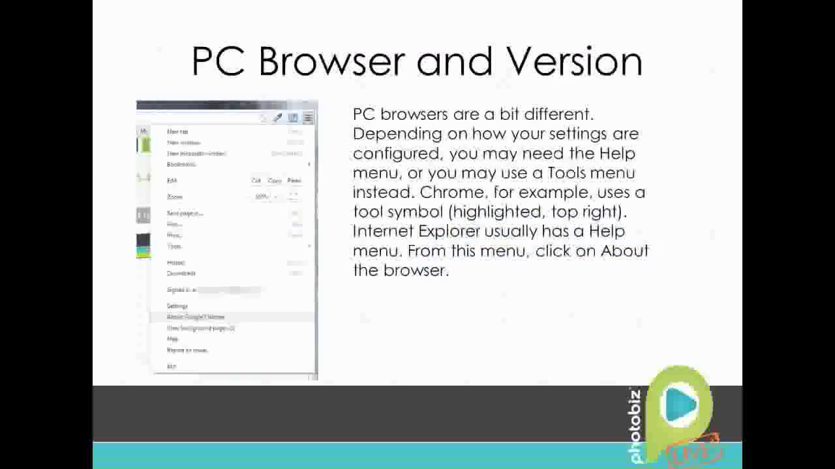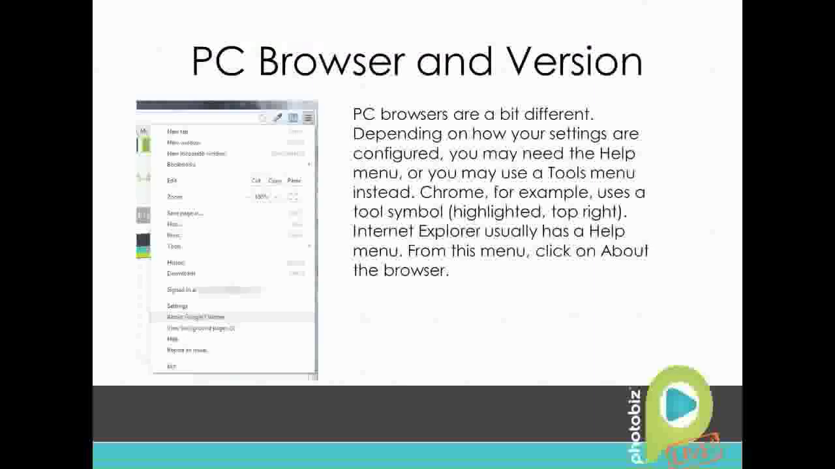On a PC browser, finding the browser version can be a little different for every browser, and sometimes it can be a little bit of a snipe hunt. So if you go to, for example in Chrome, up at the very top right, you've got a little symbol that looks like 3 lines, and that's the Tools menu. You may have an actual Tools menu. If you don't have a Tools menu, look for a little gear symbol, and you'll want to click on those.